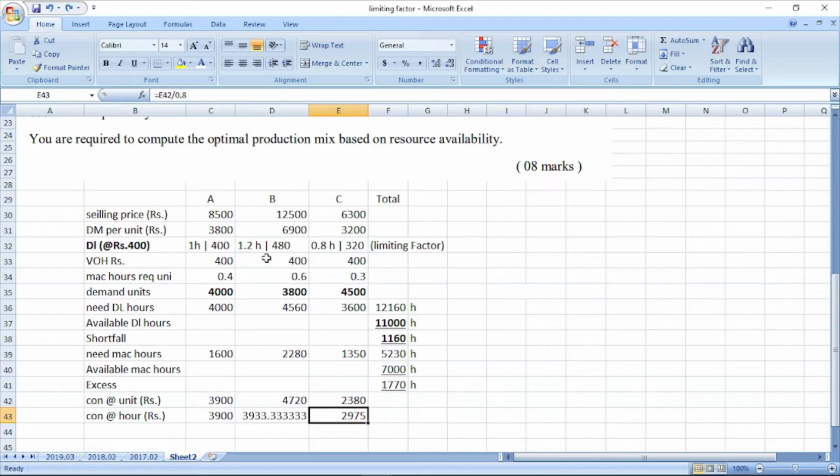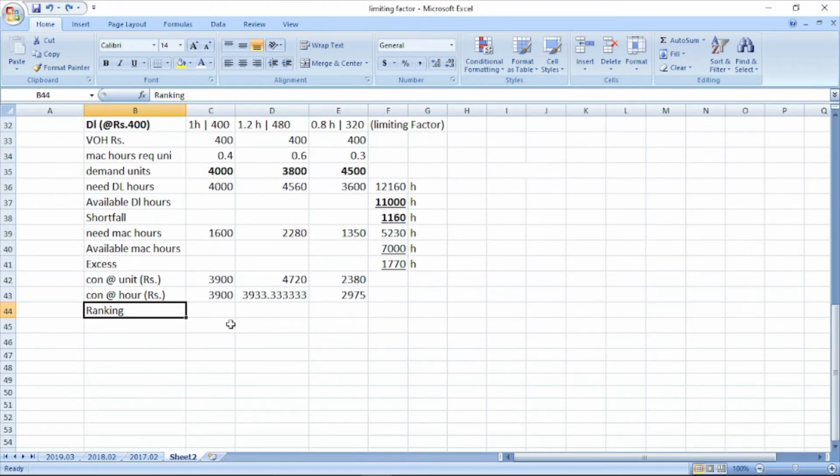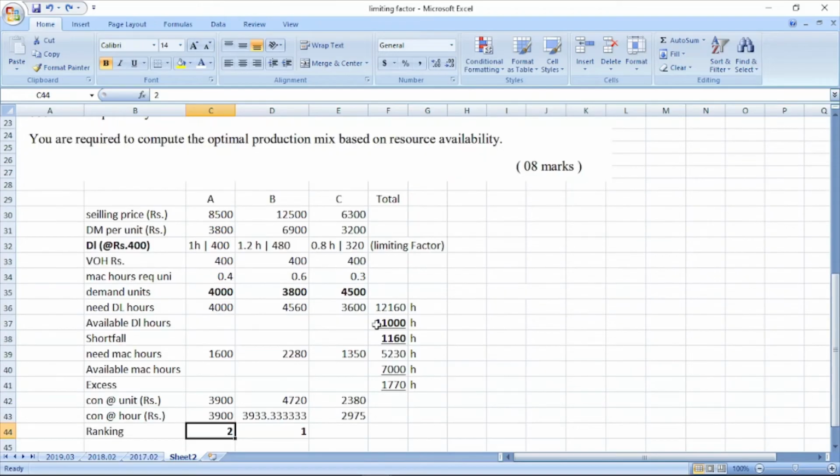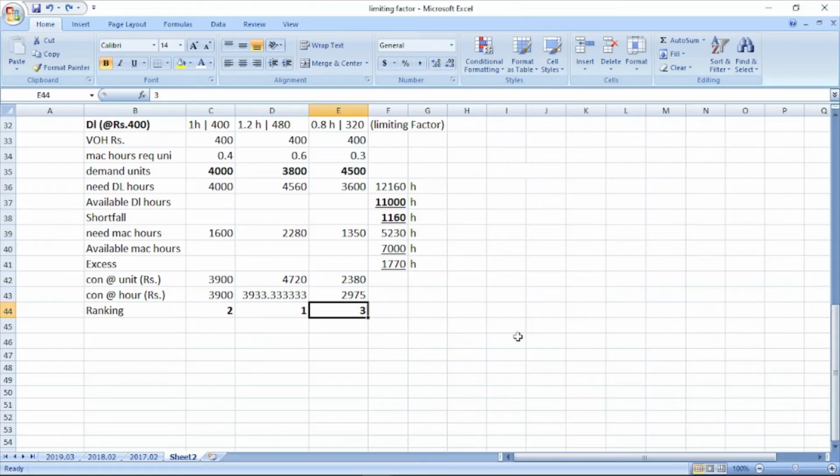Product C is the same: 2,380 divided by direct labor hours 0.8 is 2,975. So now we can rank them: the maximum amount is our best, most profitable product. In this case 3,933 is rank 1, and next 3,900 product A, so product C is ranking 3.